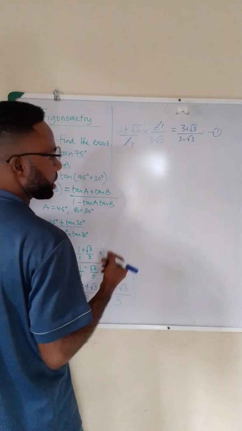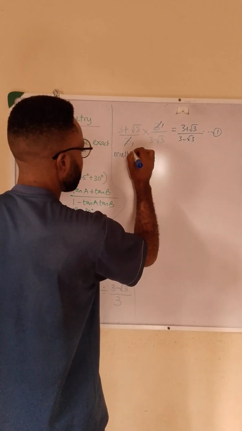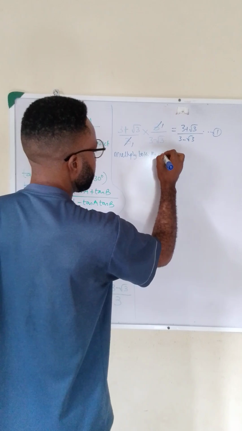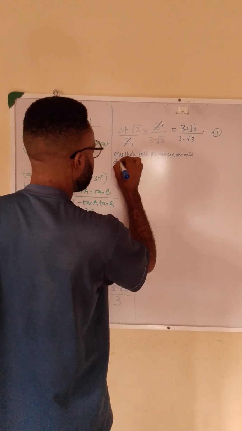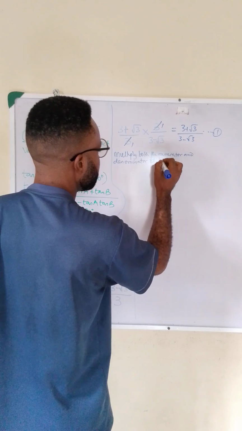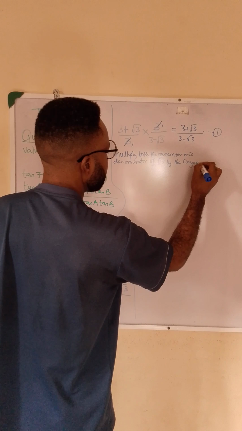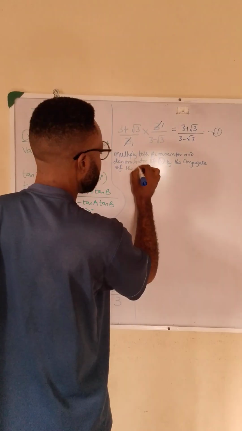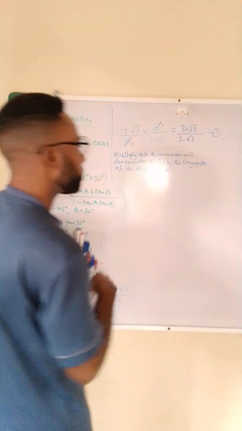Okay, so we make a mathematical statement now. We say multiply both the numerator and denominator of equation 1 by the conjugate of the denominator.